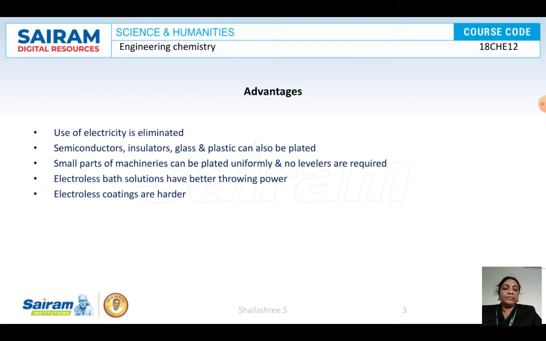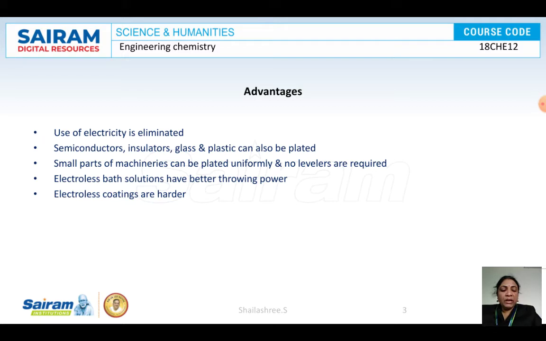And what are the advantages of electroless plating? The advantages are: use of electricity is not required, you don't have to use any electric current. In the case of electroplating, we can plate only conductors, right? In the case of electroless plating, anything like semiconductors, insulators, glass, plastics can be plated. Even small parts of machineries can be plated uniformly. No levelers are required here because the throwing power will be very good. When the throwing power is very good, no need to use levelers. Generally the electroless plating baths have a very good throwing power.